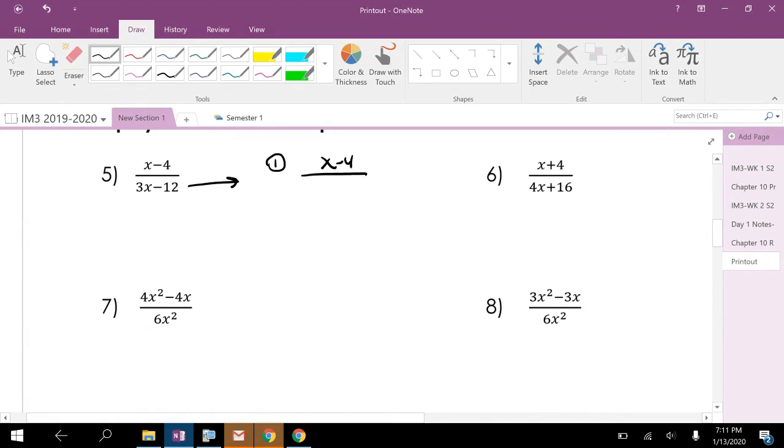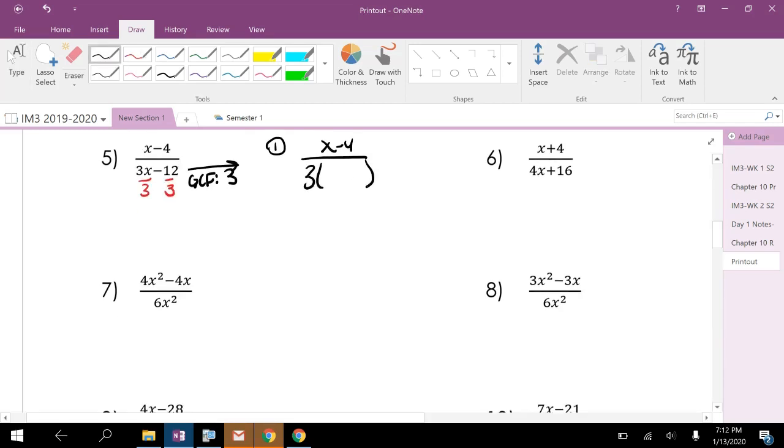But I can factor the bottom. So the factoring of the bottom, the GCF, is going to be 3. Okay, so when you factor something out, your greatest common factor, what you're doing is you're dividing everything by it. So I'm going to divide both pieces by 3. Okay, when you do that, what's left is x minus 4.